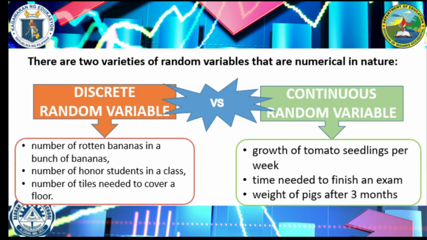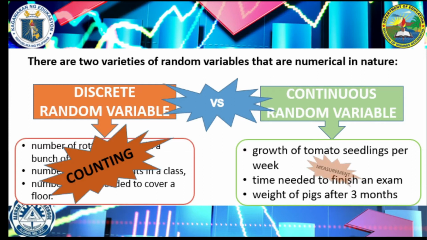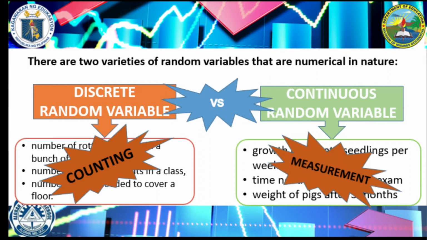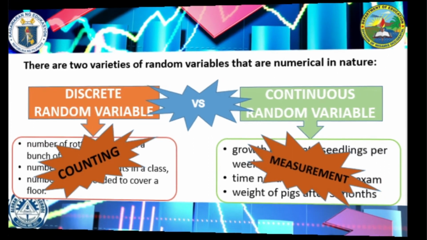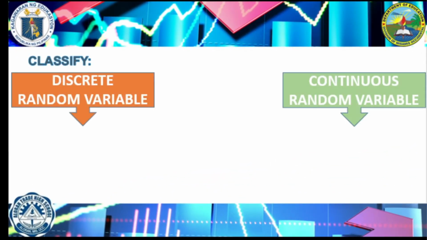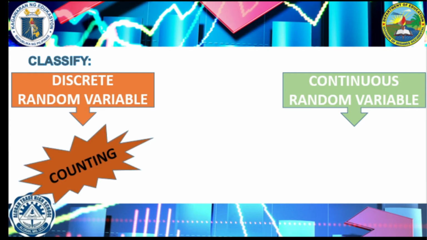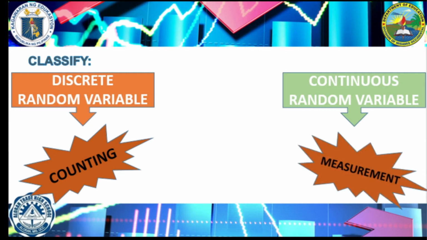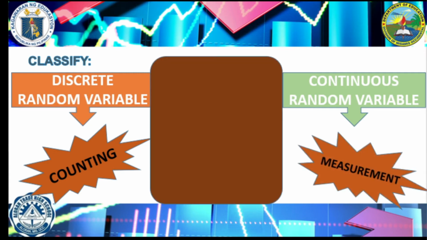So what's the difference between discrete random variable and continuous random variable? When we speak of discrete random variables, these are values that are achieved through counting, while continuous random variables are those that are achieved through measurement. Now let's go back to our example and classify which one is discrete and which one is continuous. Again, discrete are achieved through counting, while continuous are achieved through measurement.